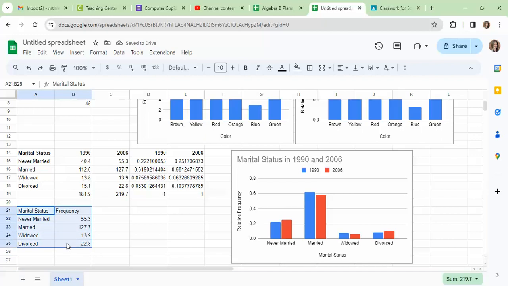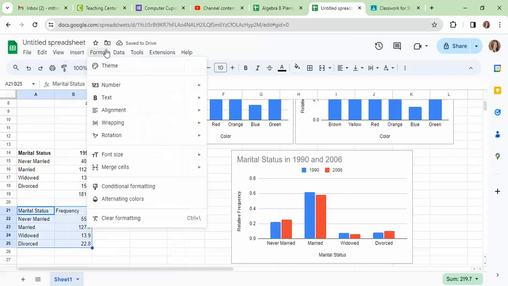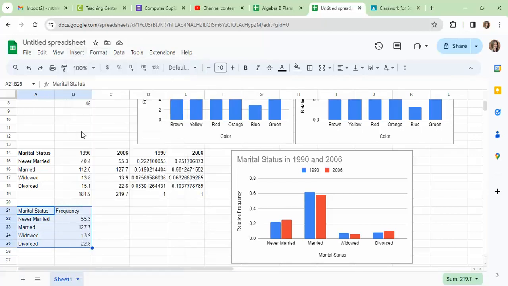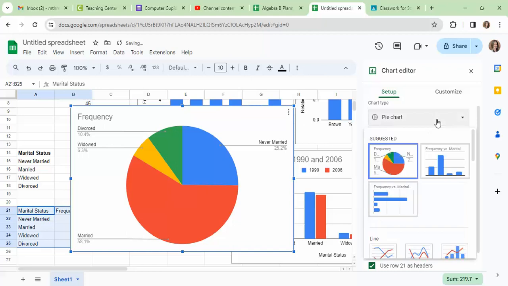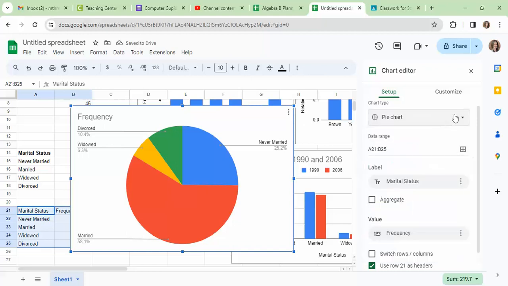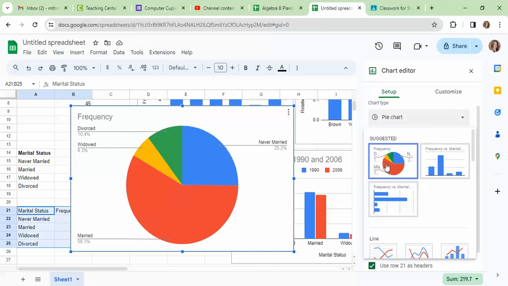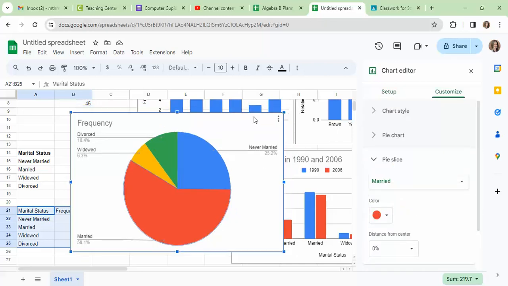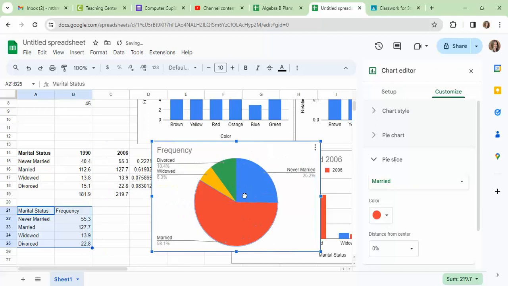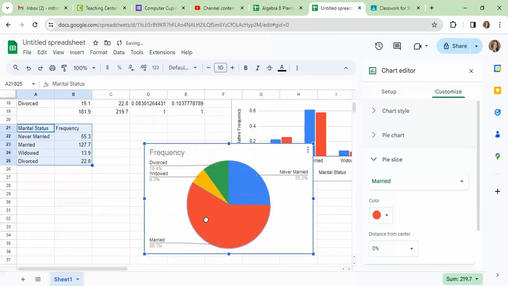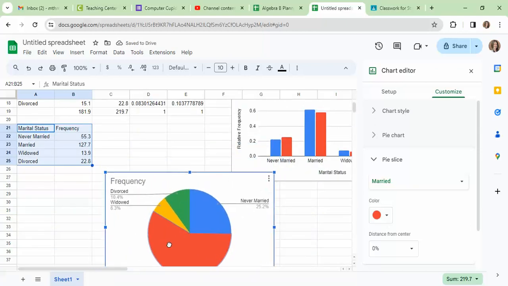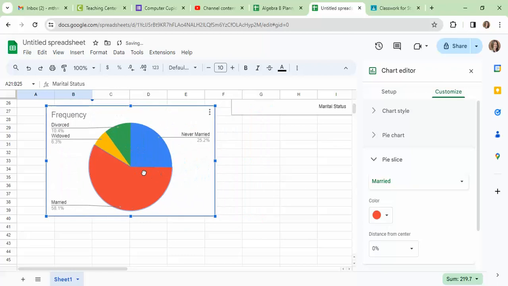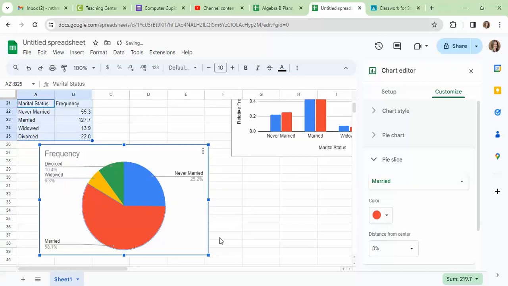So then if you highlight all that and insert your chart, it may come up with the pie chart automatically. If not, under this chart type, you can click it and it gives you the different options. So this is what we wanted. It does, you know, the biggest one representing the biggest proportion. It's got the percents and everything labeled for us. Any questions on these graphs?